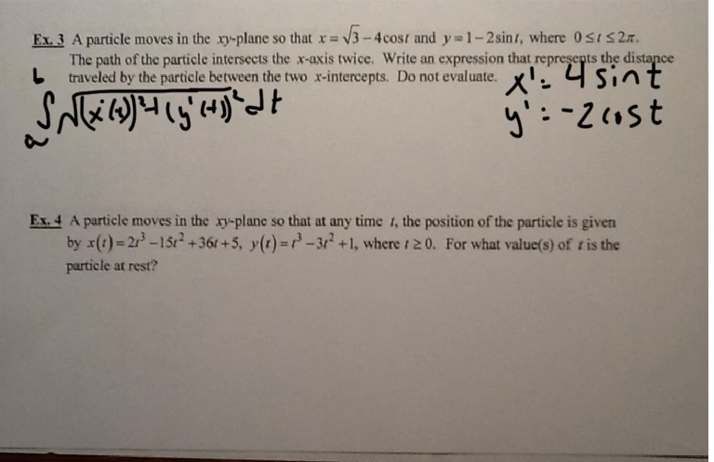Now we just need to figure out what a and b are. Okay, we're talking about the distance traveled by the particle between the two x-intercepts. How do we find x-intercepts? X-intercepts occur when y is equal to 0. So I have my y equals 1 minus 2 sine t equation. I want to take that and set it equal to 0 to find my x-intercepts.